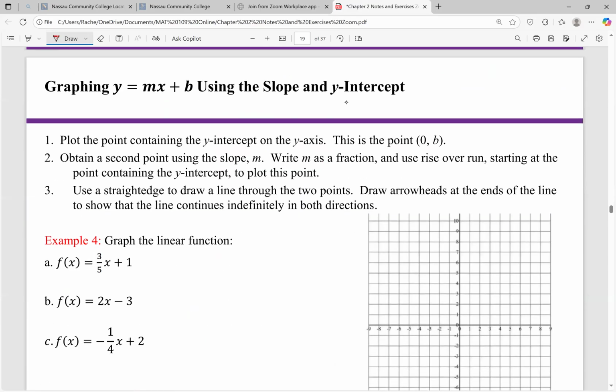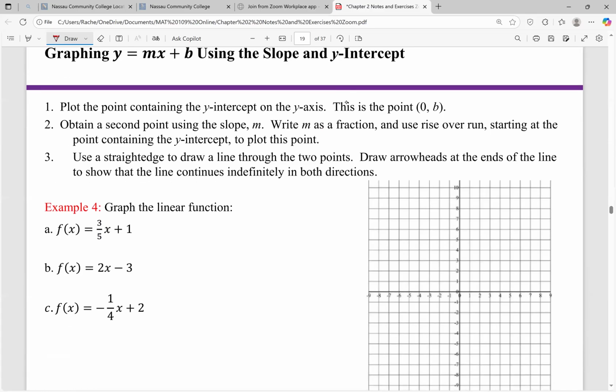So let's just review graphing a line. I think y equals mx plus b, your slope intercept form, is the best to graph because you could use your y-intercept as a starting point and then you could use the slope to obtain a few more points. So to graph a linear function when we're in the form y equals mx plus b, first plot the point containing the y-intercept, then obtain a second point using the slope m.